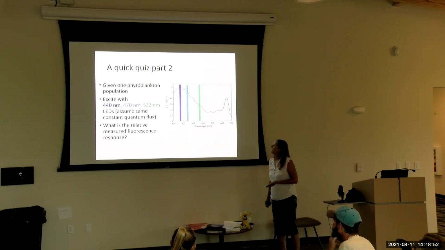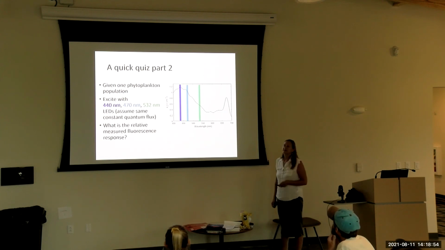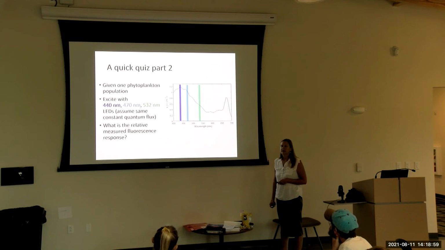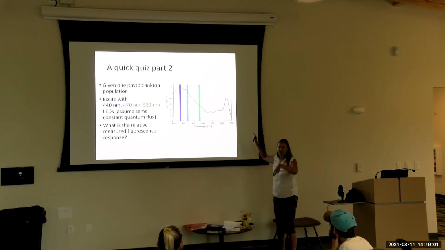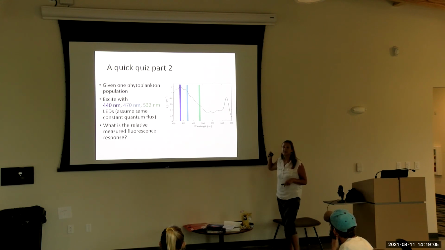What about one phytoplankton that I'm going to excite with 3 different wavelengths? And I'm going to measure the fluorescence. I'm going to excite with 440, measure fluorescence, excite with 470, measure fluorescence, excite at 532 and measure fluorescence. Based on this absorption spectrum, which wavelength is going to give me the most fluorescence?